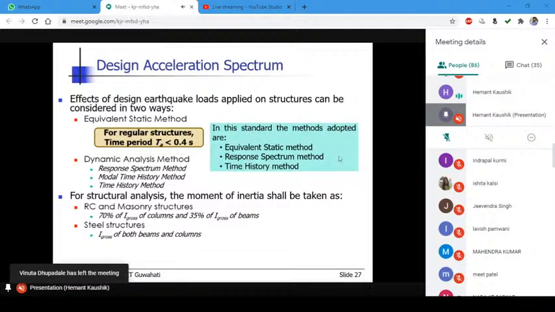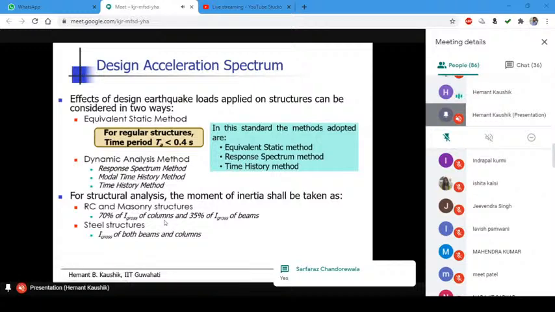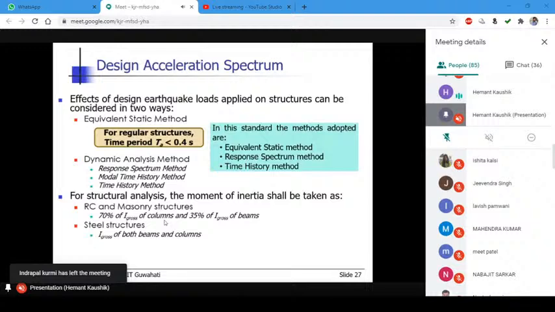Now again someone asked this question yesterday, like what are these reductions in the gross moment of inertia? So this recent version of the code says that for seismic analysis, structural analysis, the moment of inertia can be reduced.